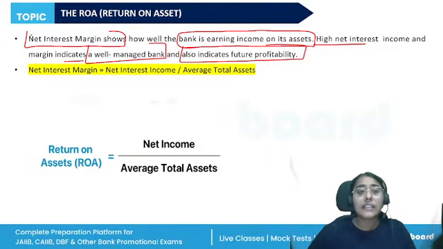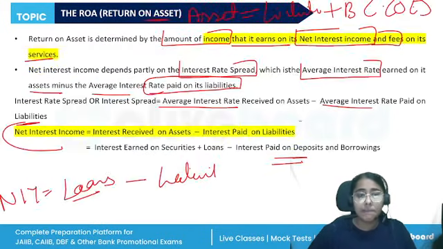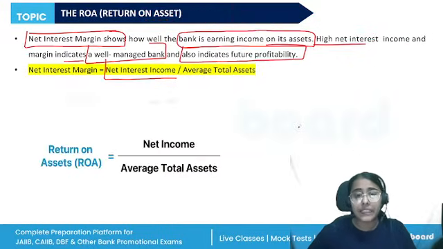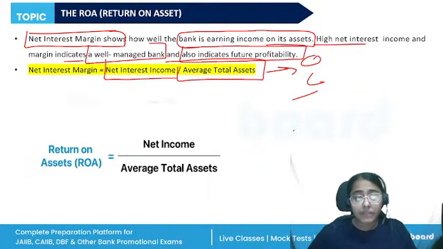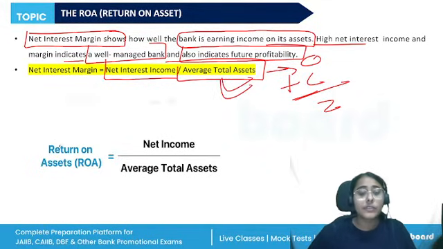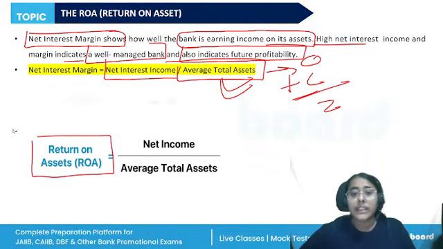So how do we calculate the net interest margin? By dividing the net interest income that we just calculated using this formula, interest received on assets minus interest paid on liabilities, by the average total assets. Average total assets at the opening and at the closing divided by 2 will give us the average total assets. All right, opening and closing divided by 2. And then we divide the net interest income by the average total assets to arrive at the return on assets. This is how ROA is created.